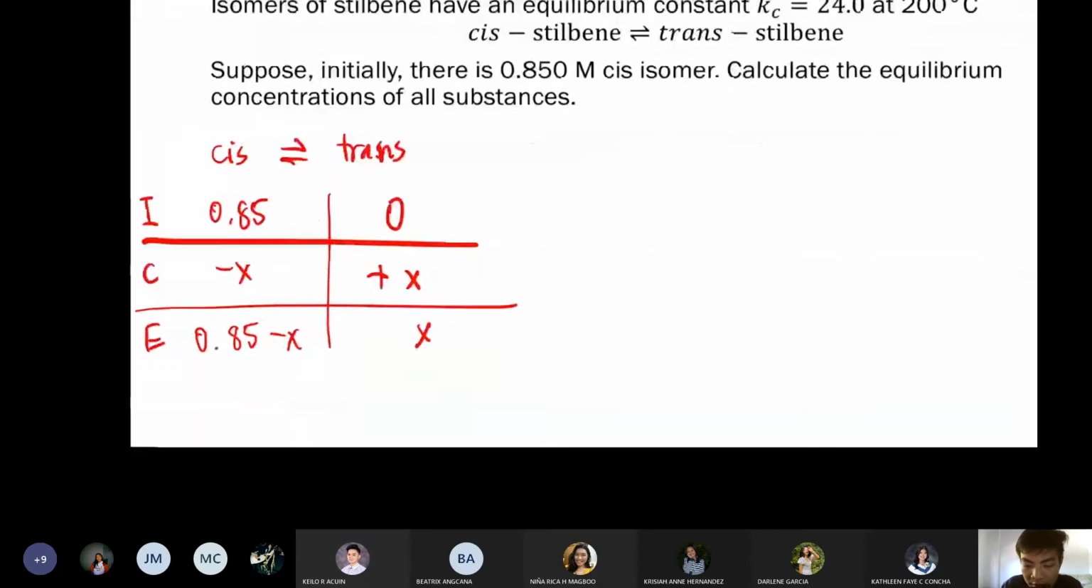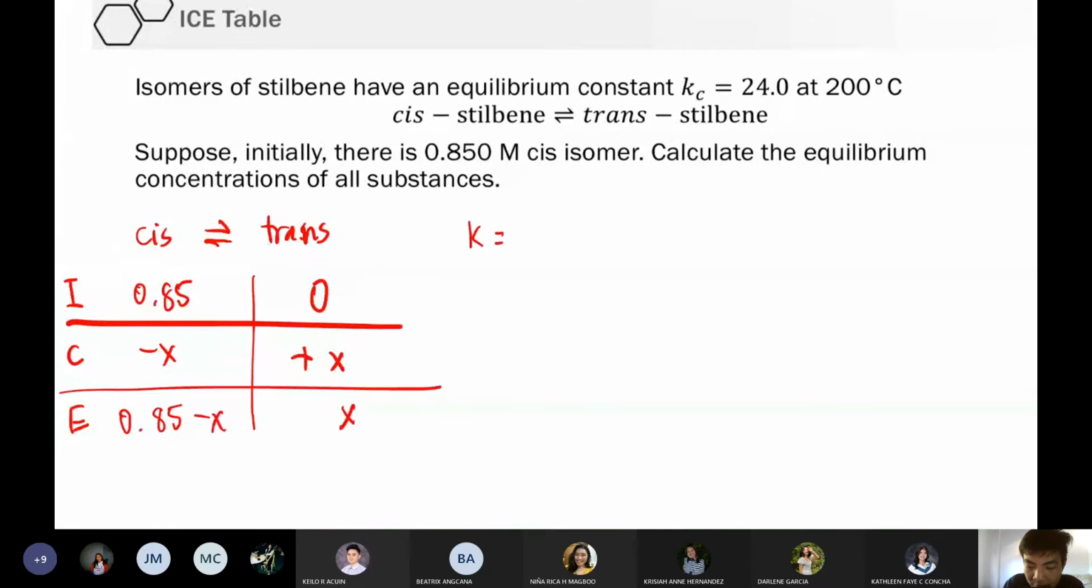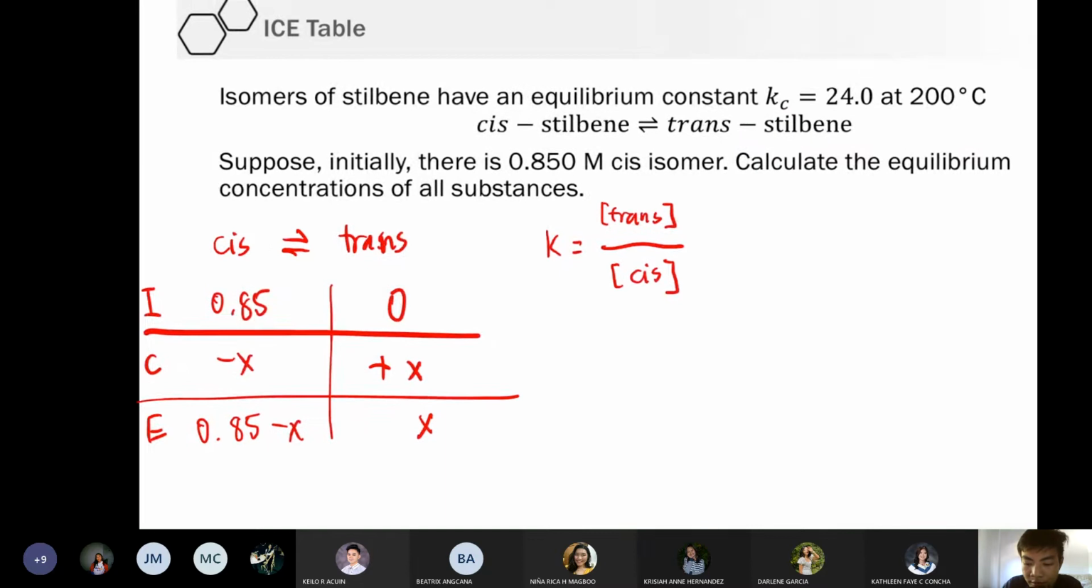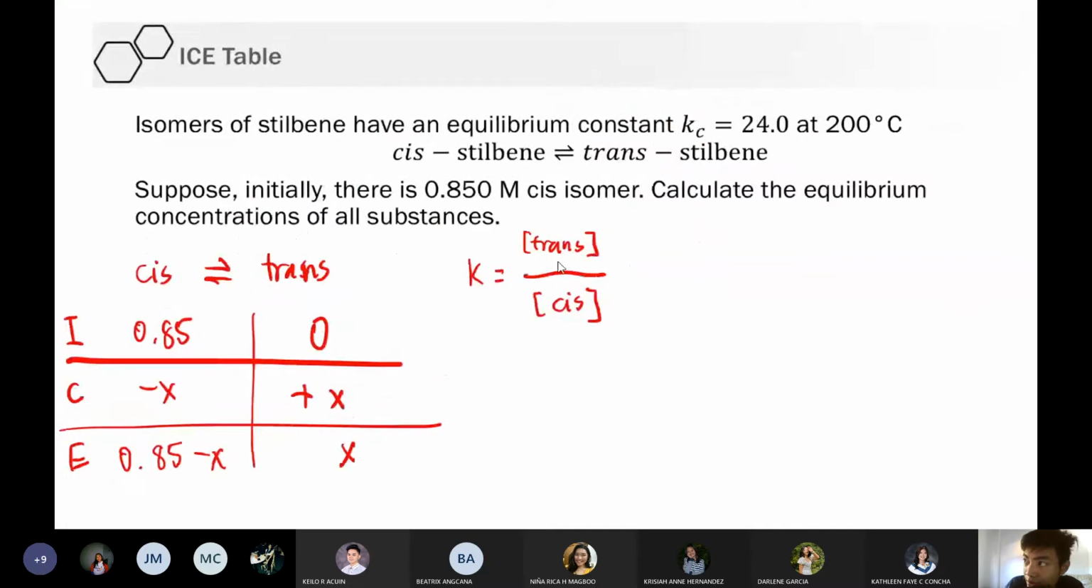Let me write down the equilibrium constant. The equilibrium constant is the concentration of trans isomer over the cis isomer. That's the equilibrium constant for this equation here, trans over cis. Next you're going to plug in the equilibrium concentration for cis and trans, this here and this one here as well. And the value of k is already given, so we're also going to plug it in the equation.